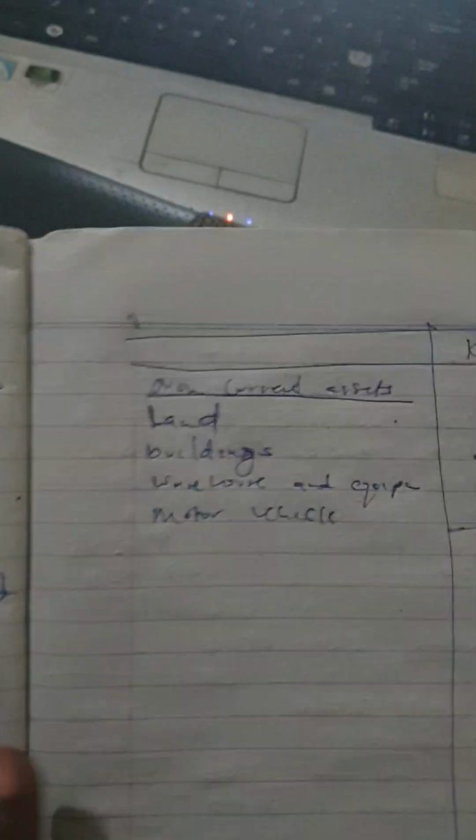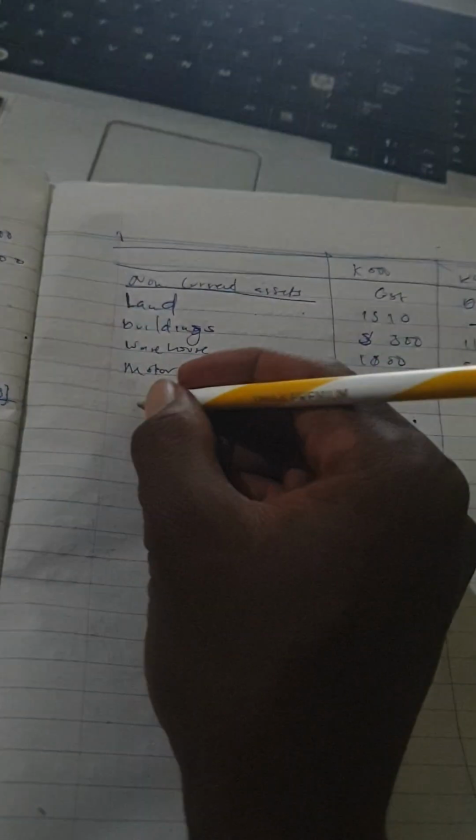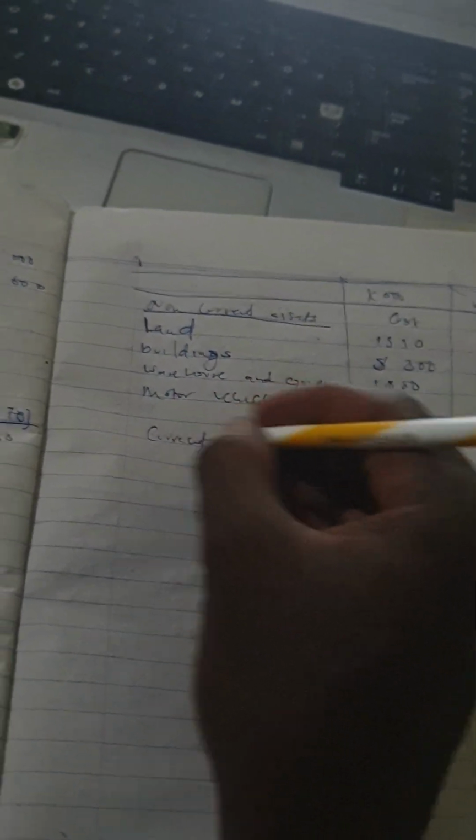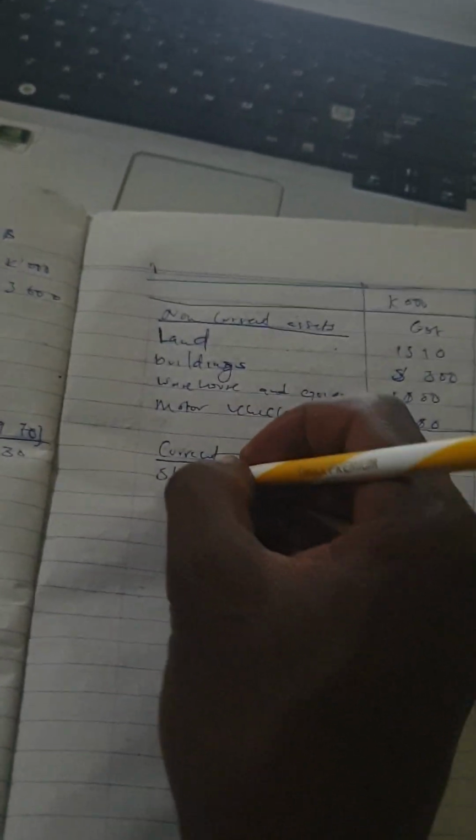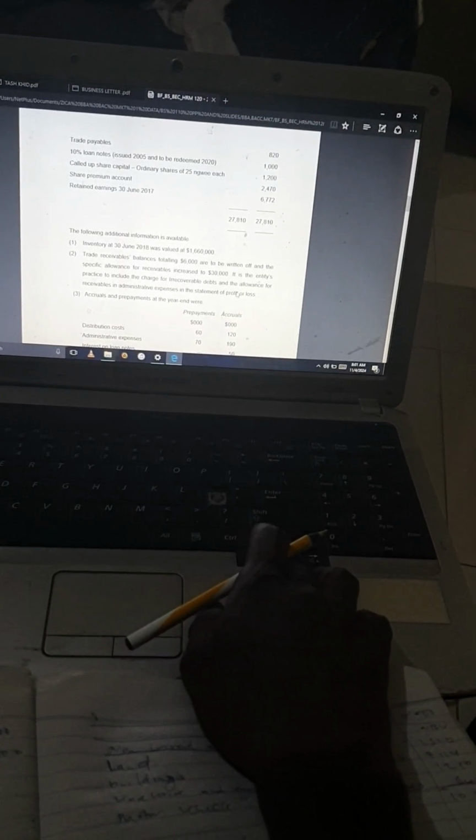Next we are going to move to our current assets. So for current assets, the first thing that will appear is our stock. Remember, the stock that we're talking about is the closing stock, which is never found in the trial balance. So our closing stock was 1,660,000. Remember, 3 zeros are already on top, so we're just going to get the 1660.